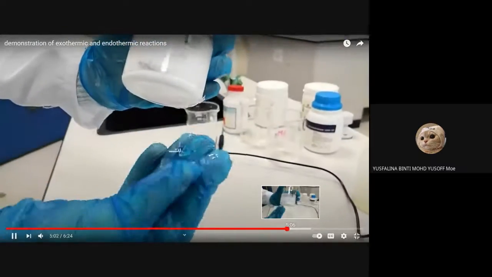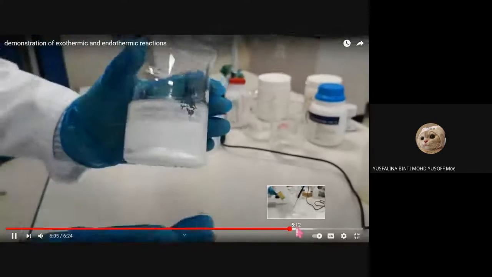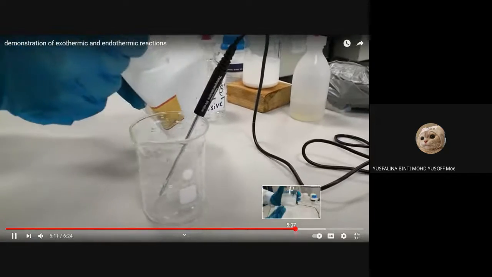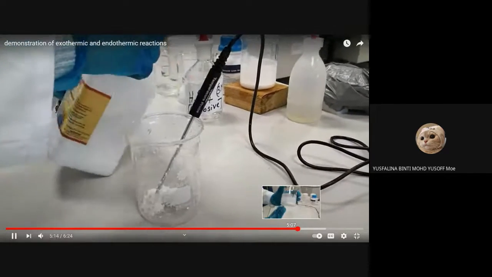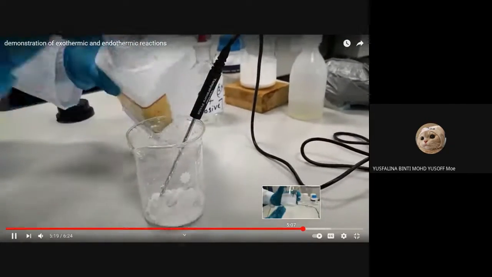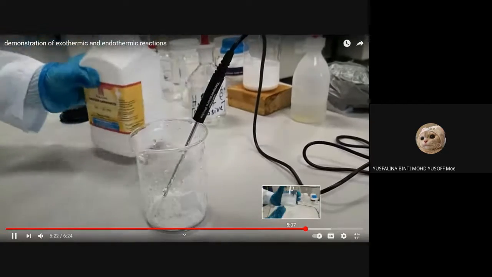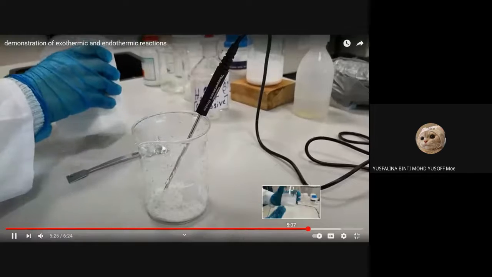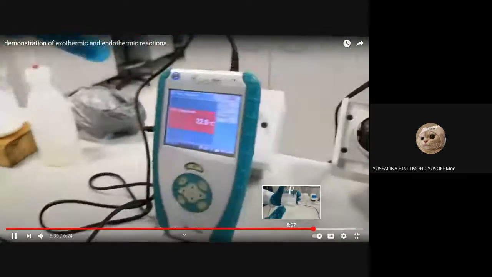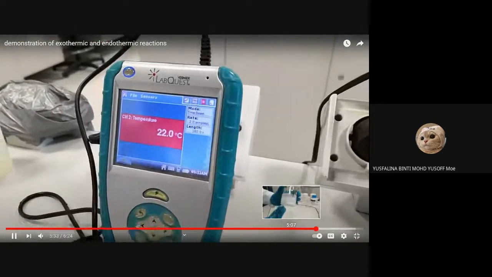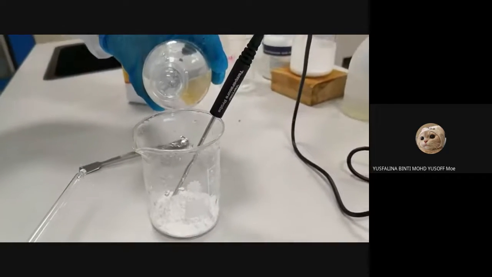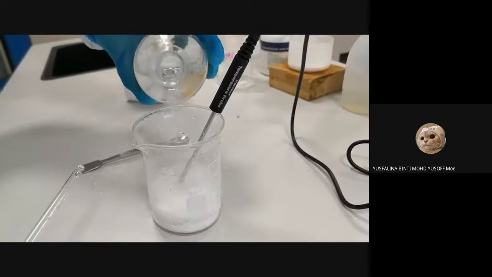Okay, so let's see the next, second experiment, the exothermic chemical reaction. I have here calcium carbonate. So this one is a metal carbonate, right? I'm going to add concentrated sulfuric acid. So the metal carbonate, the calcium carbonate, reacts with the sulfuric acid. Just now the initial temperature is 22 degrees Celsius. So let's see what happens when you add the sulfuric acid. So you can see the bubble of gas forming there.